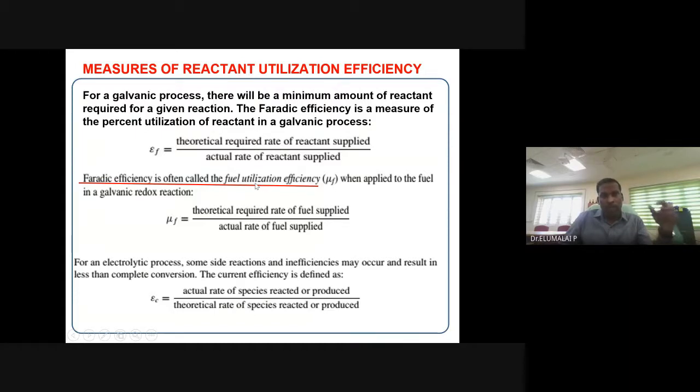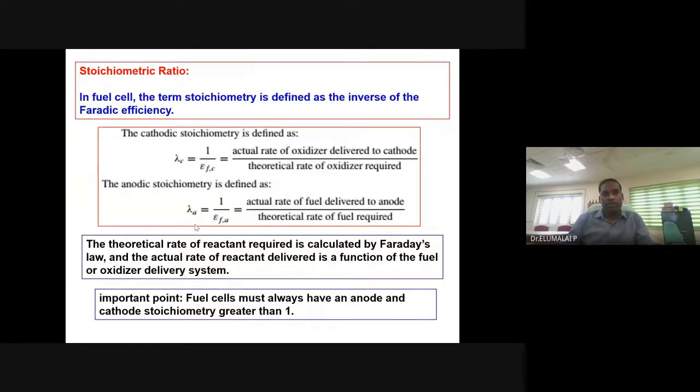It's also known as fuel utilization efficiency, Faraday efficiency, Coulombic efficiency. Generally for any galvanic cell, theoretically how much rate is required, and what is the actual rate supplied. When it is applied to the fuel cell, then you talk about the fuel and oxidant. What is the theoretically required fuel rate, and what is the actual fuel being supplied? That is the fuel Faraday efficiency or fuel utilization efficiency. I think the next slide will give you better information.